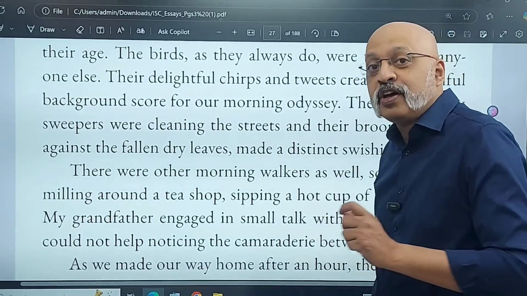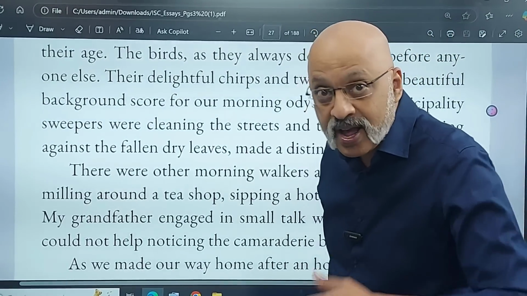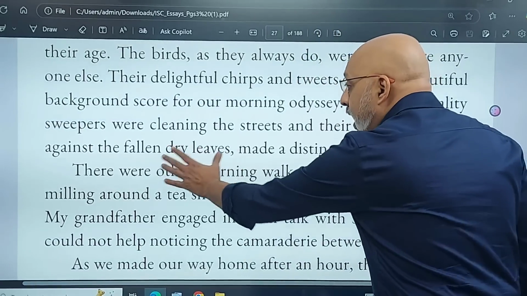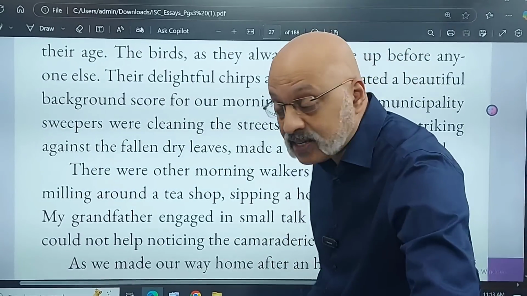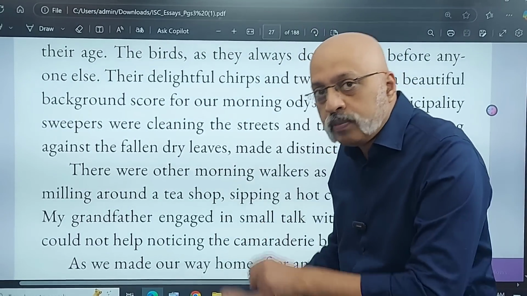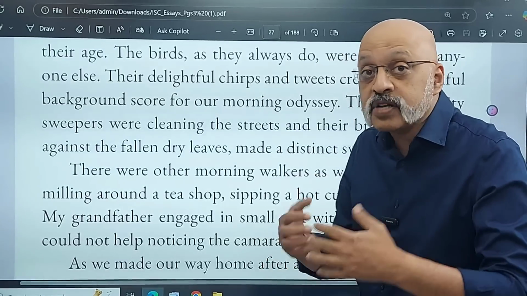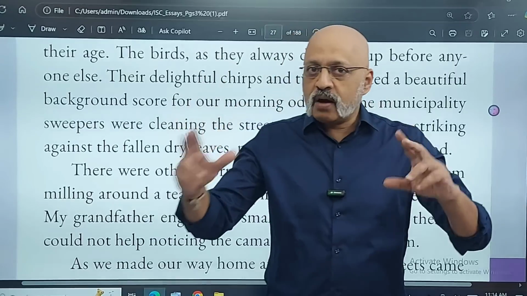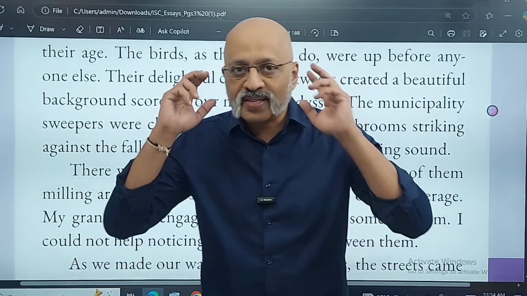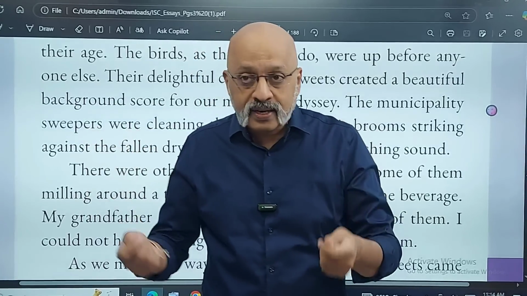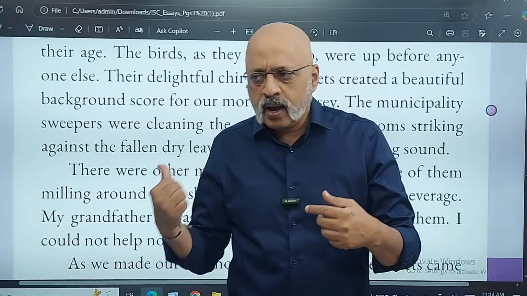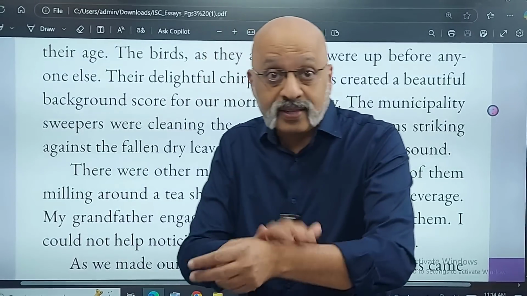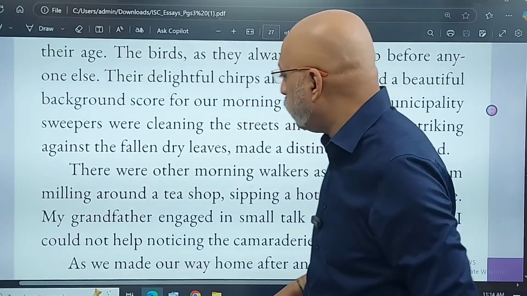So you see the kind of figure of speech I have used, right? The sound being conveyed through the word swishing. Fallen dry leaves, it is a sight, but you can imagine when the broom is striking against the fallen dry leaves, the kind of sound it will create. So you see the sense of sound, the sense of sight, the sense of smell, the sense of, not taste so much, it will come after a while now. So all these senses have been used, and the sense of touch, the sunshine falling on your skin.